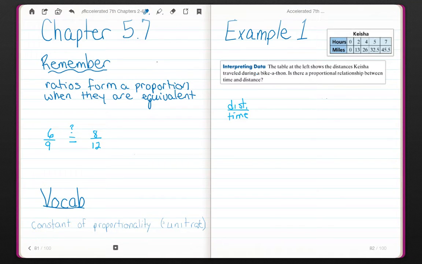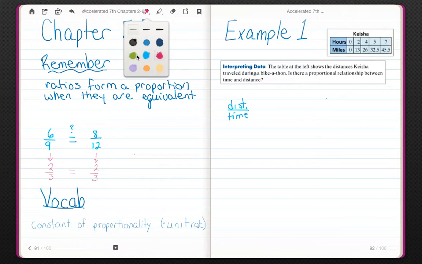Chapter 5.7, Proportional Relationships. So today we're going to be exploring whether tables and graphs form proportional relationships. So remember that ratios form a proportion when they are equivalent. And there are two different ways to find that. First, you can reduce both fractions or both ratios into their simplest terms. So 6/9 is the same as 2/3. 8/12 is also the same as 2/3, and therefore they are equivalent. They do form a proportion.